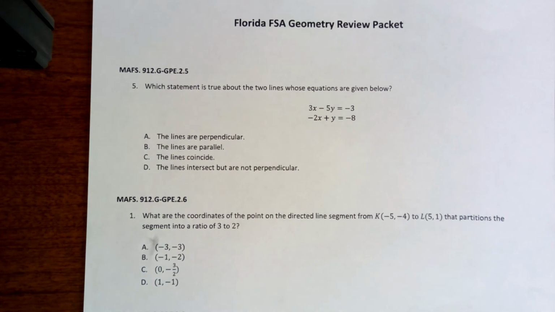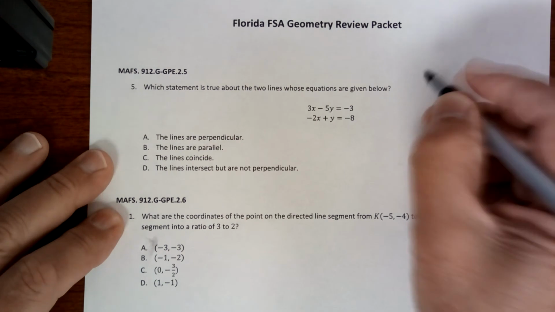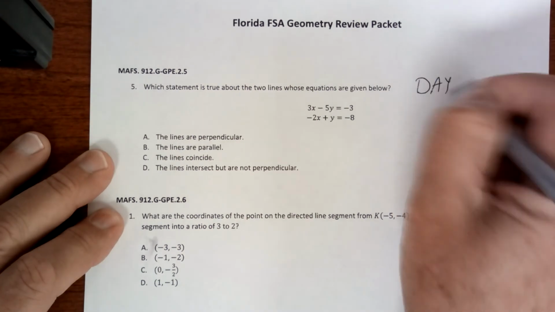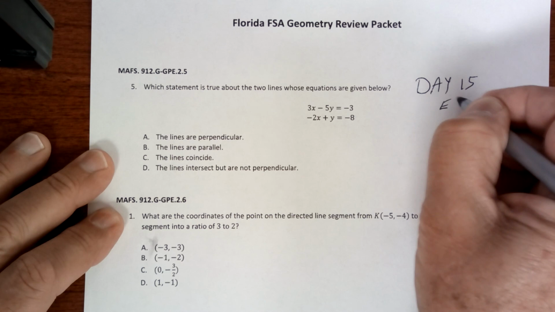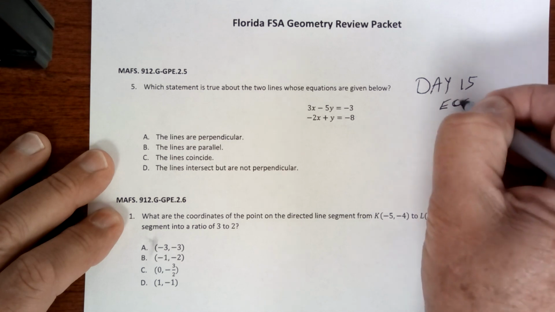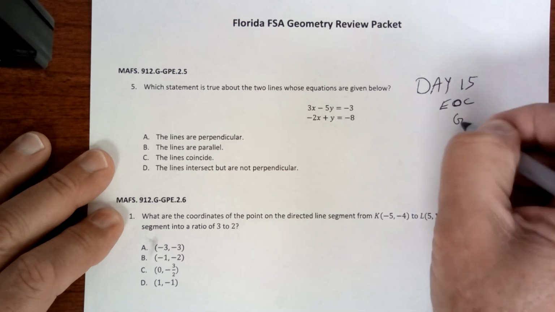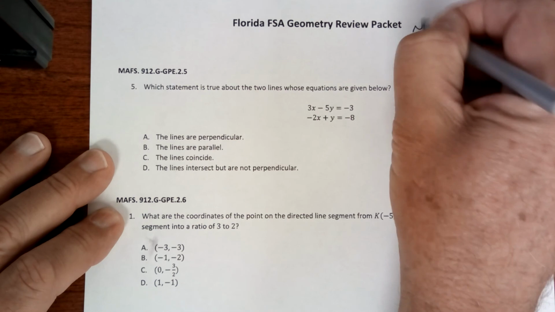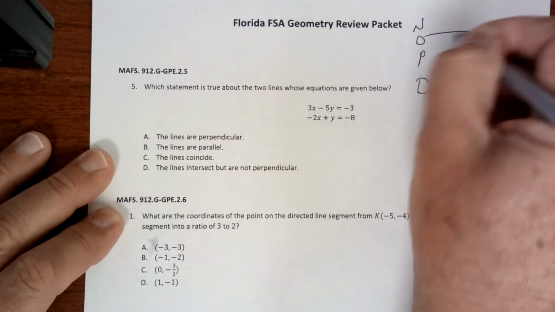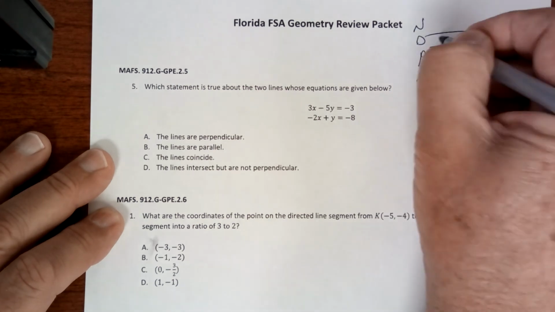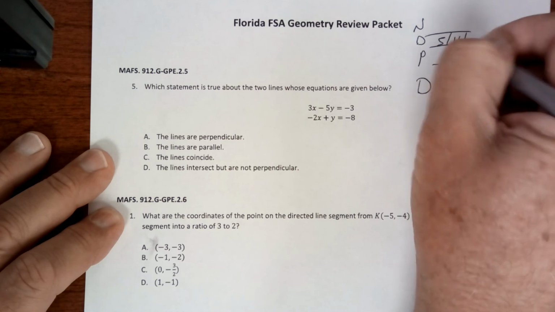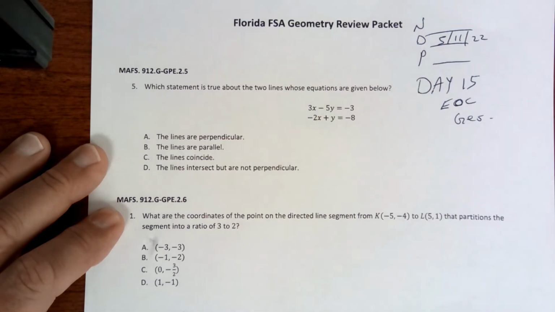Put a heading on here. Today is day 15, EOC, geometry. Name, date, and period. Today's date is 5/11, and there it is. So let's take a look.